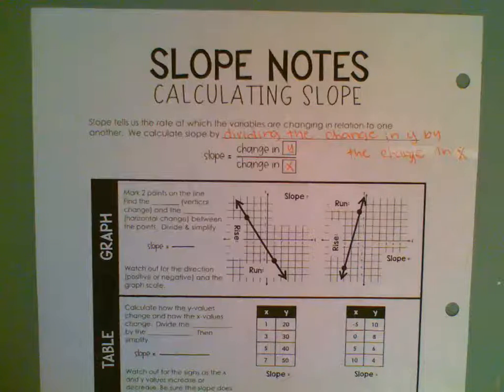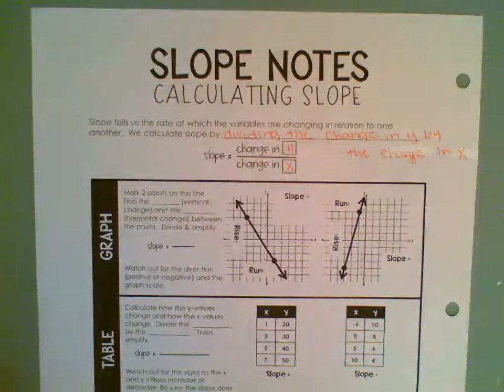It just ended. So for your second part, it says slope tells us the rate at which the variables are changing in relation to one another. We calculate the slope by dividing the change in y by the change in x. Change in y divided by the change in x. So we're going to see that three different ways. The first way we're going to see it is using a graph.